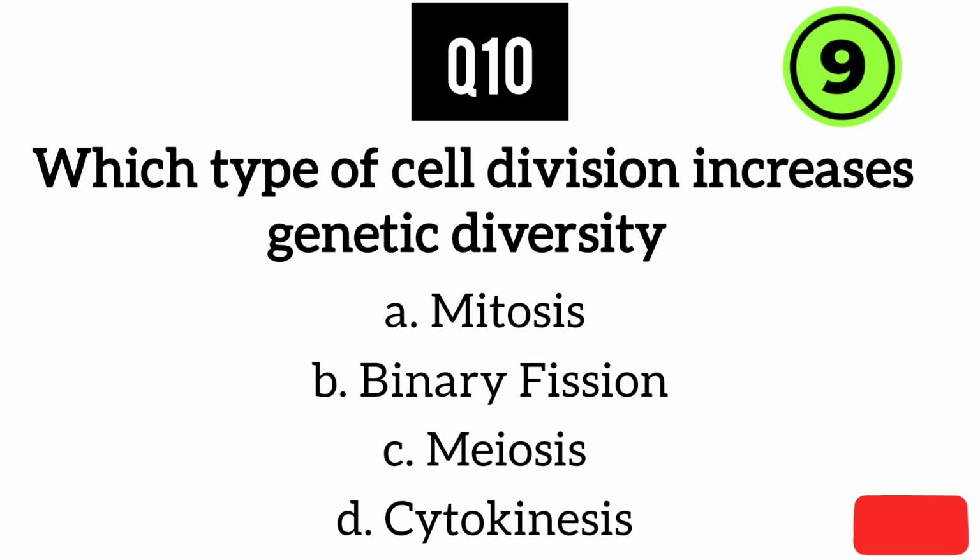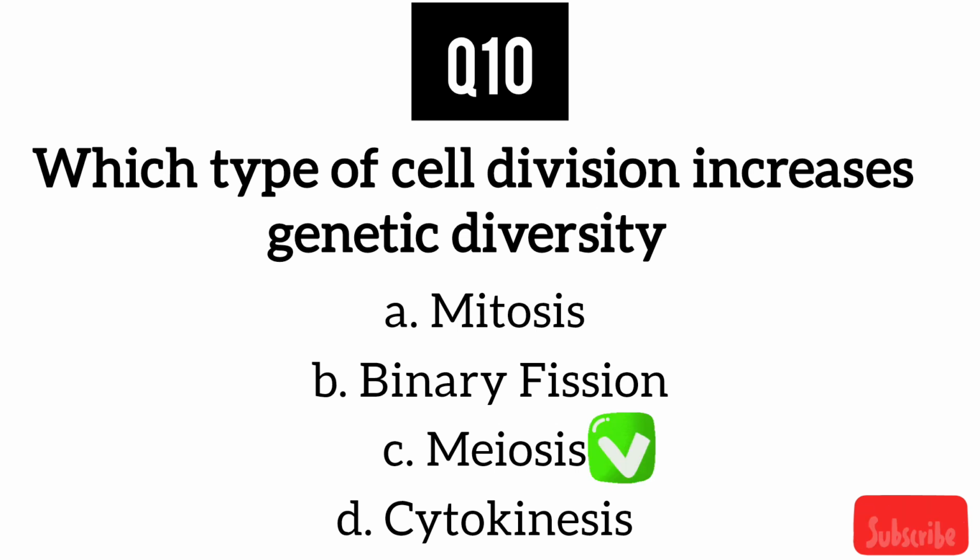Question 10. Which type of cell division increases genetic diversity? A. Mitosis, B. Binary fission, C. Meiosis, D. Cytokinesis. So the correct answer is meiosis. Genetic diversity is introduced during meiosis through crossing over and independent assortment.